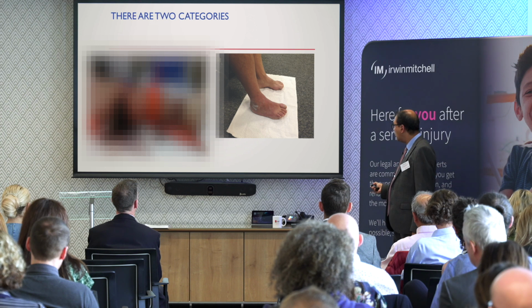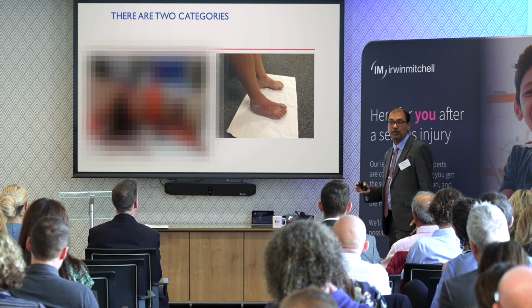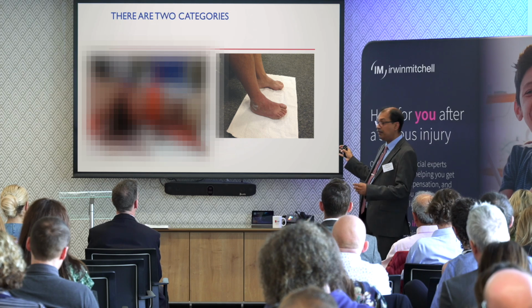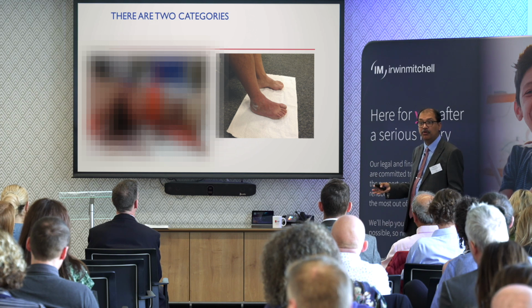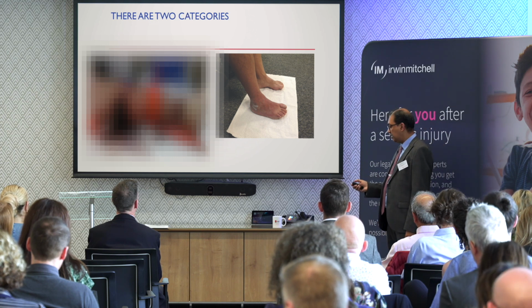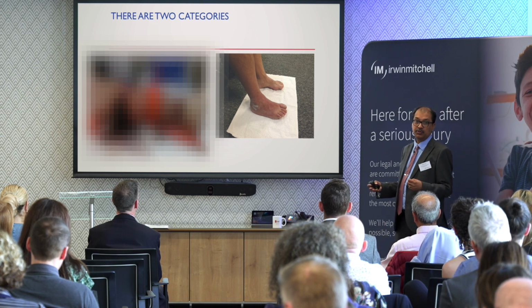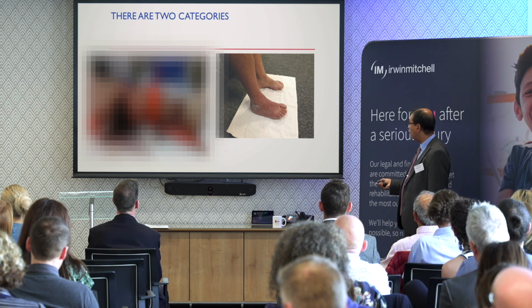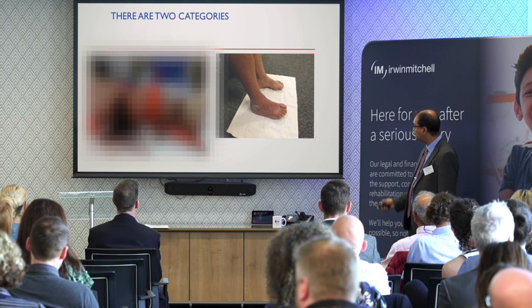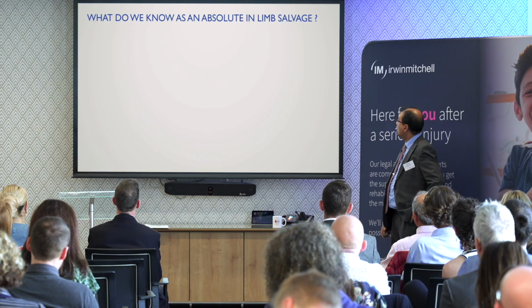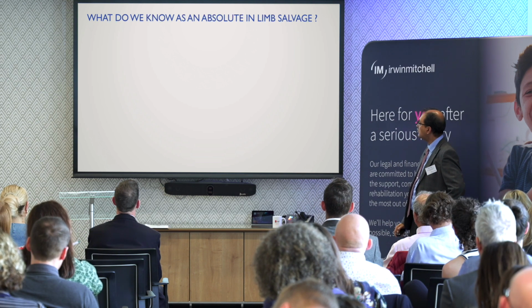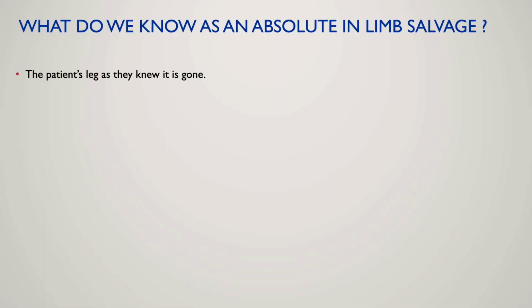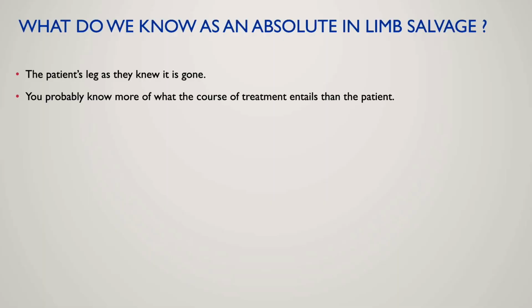So I will discuss this scenario because I'm sure you will be interested to know about this decision making, and it is very, very pertinent for our discussion today. But there are some outcome measures we will talk about which are pertinent for both scenarios. So what is an absolute in limb salvage? I'm not reading it, but it's very, very important.